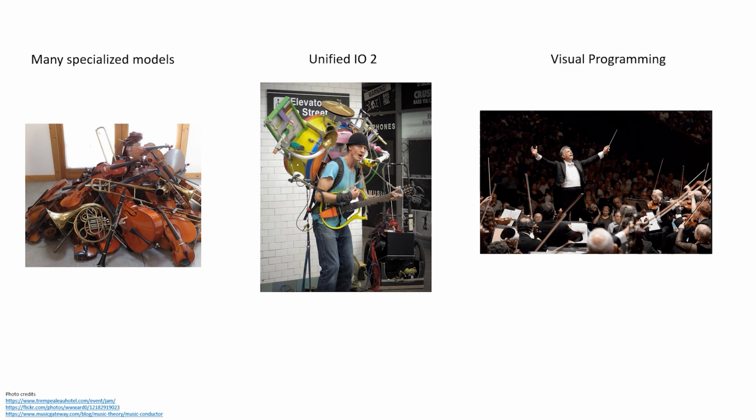Another approach is visual programming, which is like the conductor. It can't do any of those tasks, it can't play any of those instruments, but it knows how to coordinate them to make a beautiful symphony. And I think in the end, it's a combination of these that we need. We need the ability to integrate various kinds of information, but we also need the ability to coordinate specialized processes so that we can solve more complex tasks.